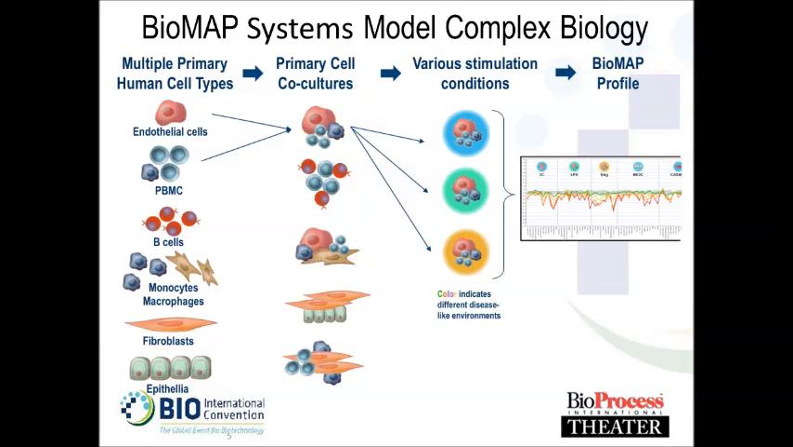So, same thing, different way. Again, we build systems with primary human cells, a range of different cell types: endothelial cells, immune cells, macrophages, fibroblasts, epithelial cells. Many of these we put together in co-cultures, so endothelial cells and PBMCs, and then stimulate them to model a disease environment, right? Th1 cytokines to model an inflammatory environment, for example. Typically, we put these together in a broad set of systems or a panel, and this is what we call a BioMAP profile.